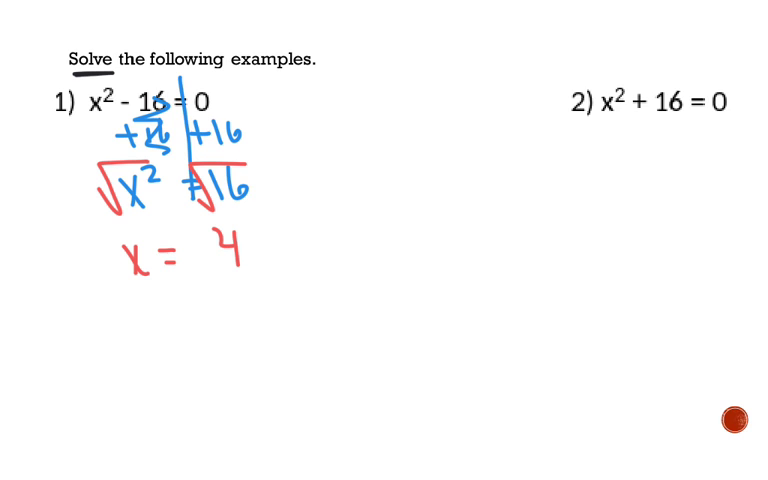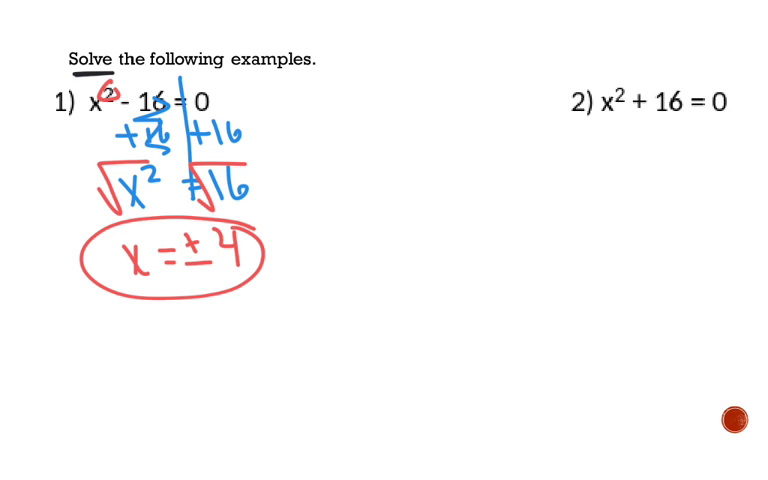Well, when we were solving equations by factoring, we said each one of these has to have 2 answers since we have this exponent of 2. So we know 4 times 4 is 16, but -4 times -4 is also 16. So we're going to say x equals positive or negative 4. We're going to use that symbol. That means that one of our answers is +4 and one of our answers is -4.